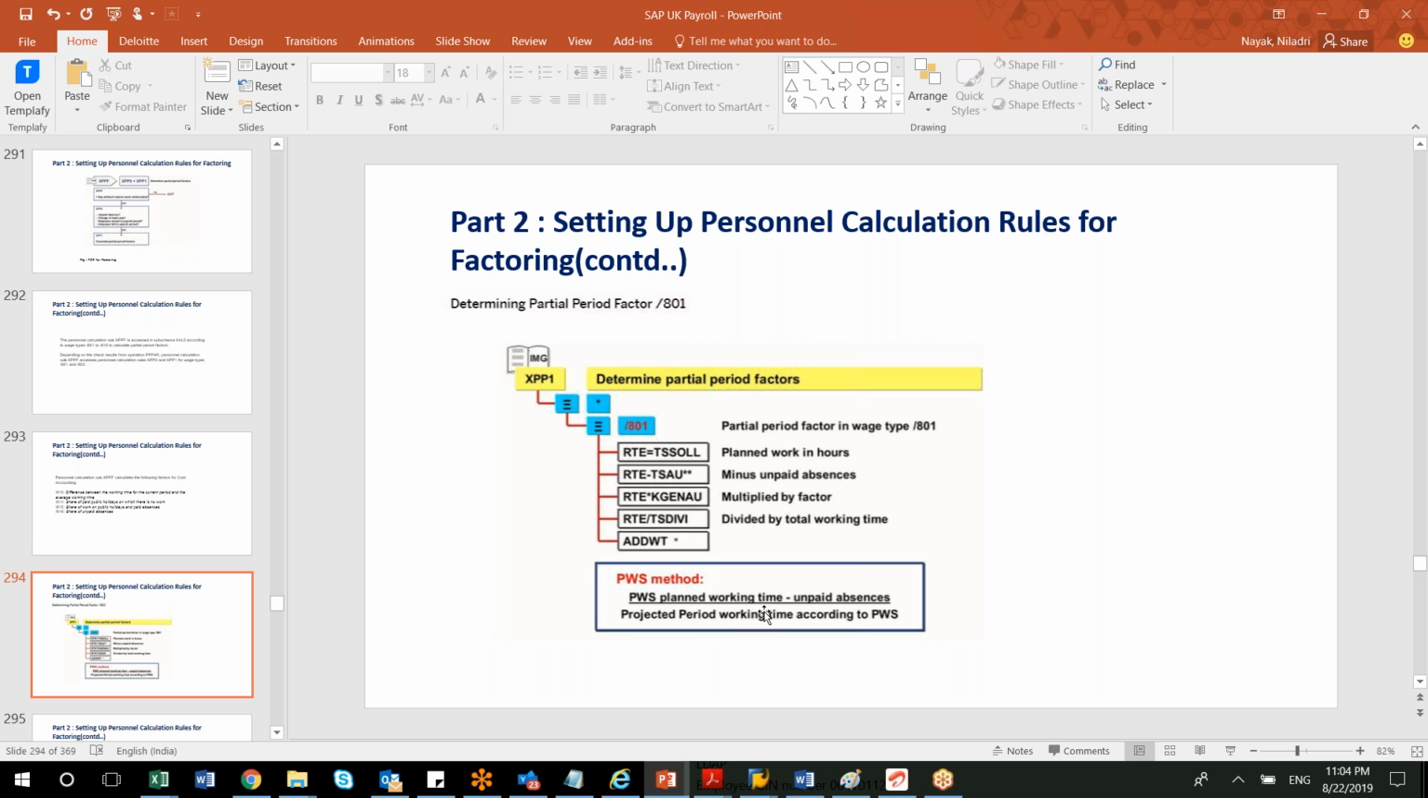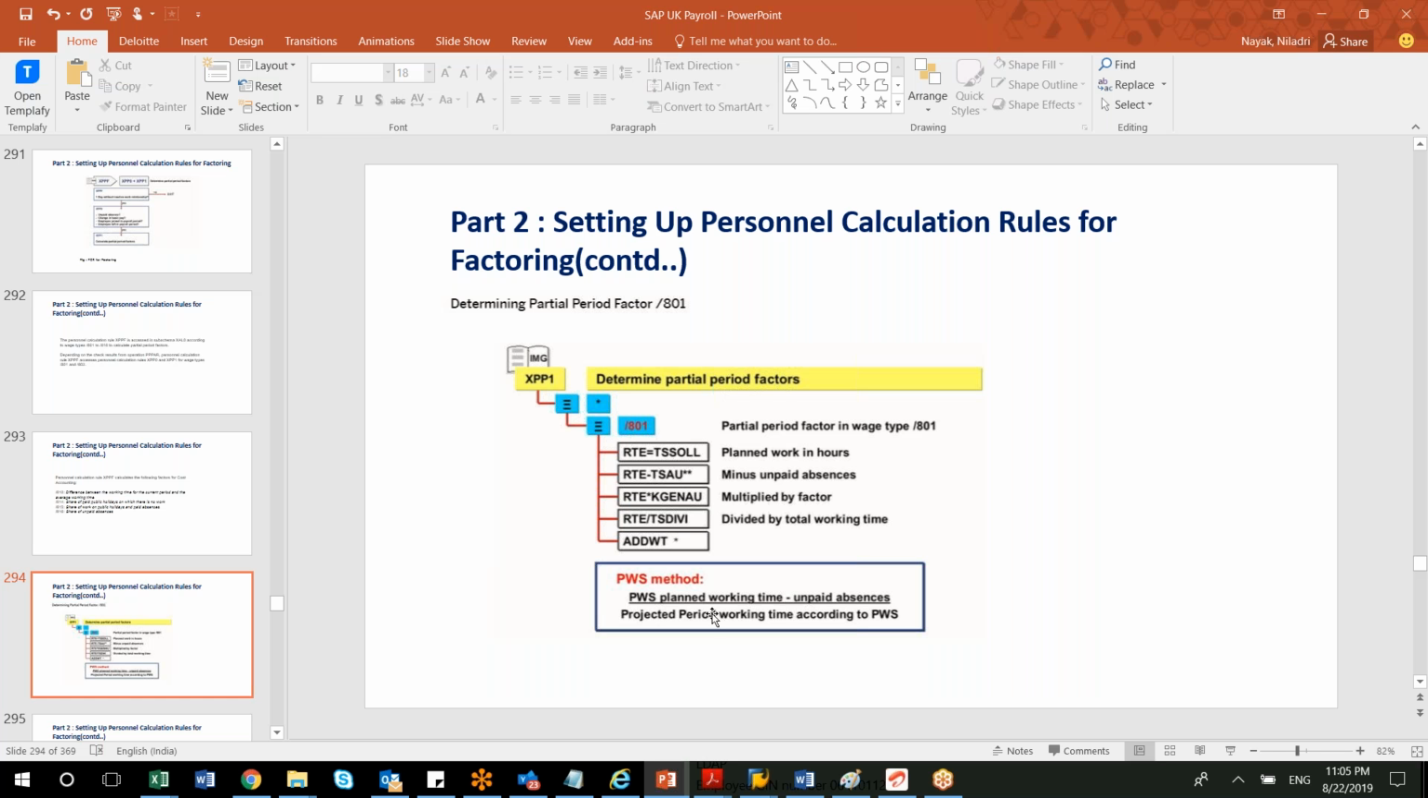Okay, so the system will calculate, and accordingly this /801 will be calculated. Once you have the system, you just run the payroll and try to search for this particular /801. Then you see what value you are getting.